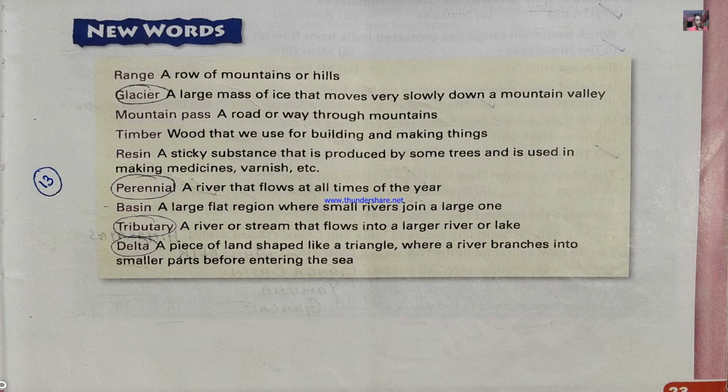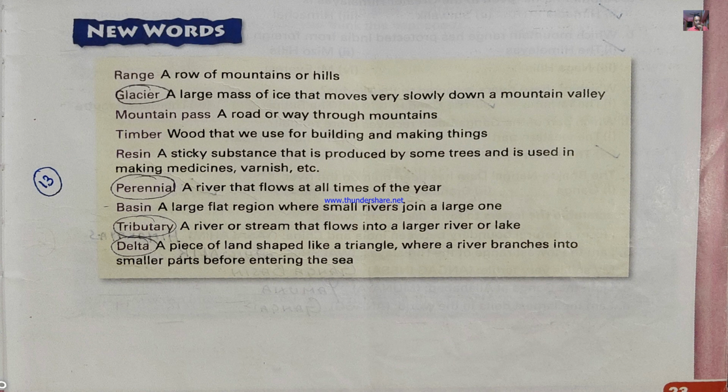Let me just recap. Range, a row of mountains or hills. Glacier, a large mass of ice that moves very slowly down a mountain valley. Mountain pass, a road or way through the mountains. Timber, wood that we use for building and making things. Resin, a sticky substance that is produced by some trees and is used in making medicines, varnish, etc. Perennial, a river that flows at all times of the year.